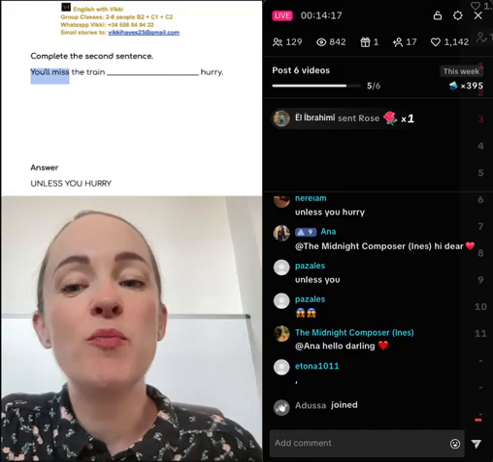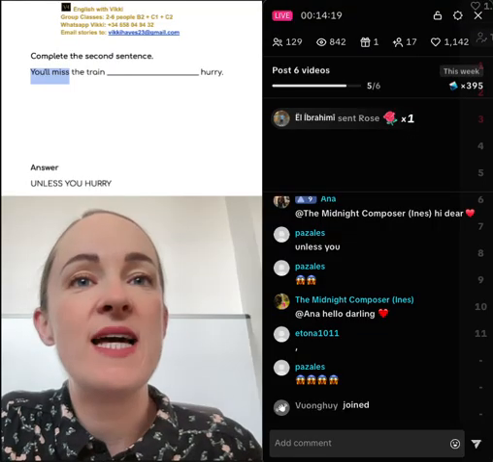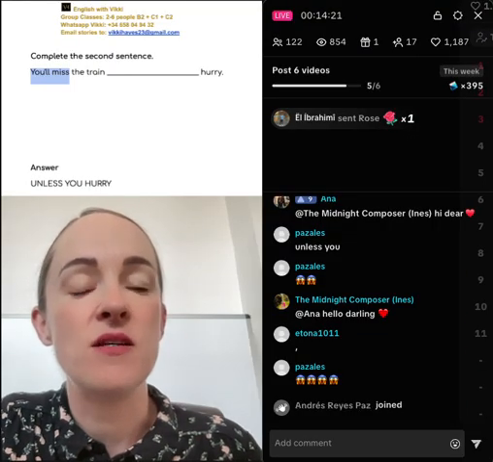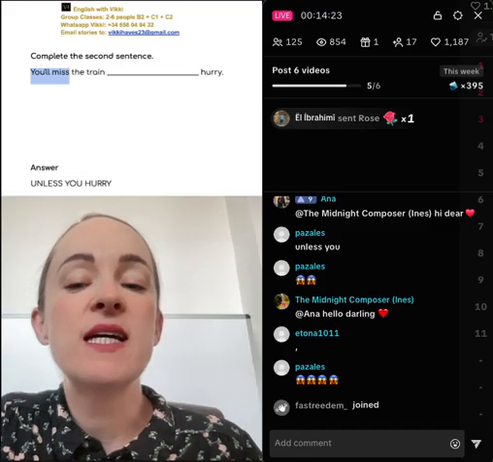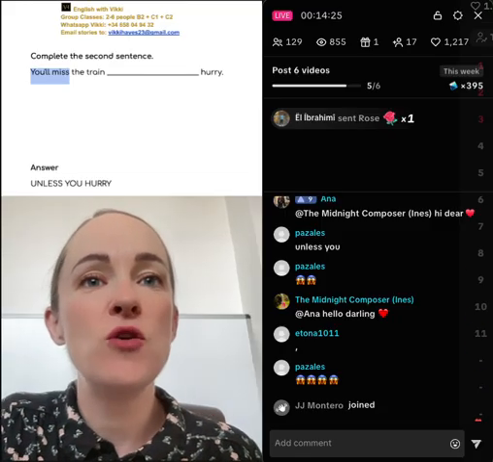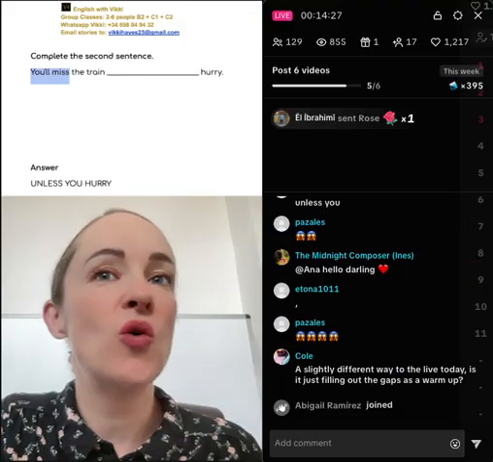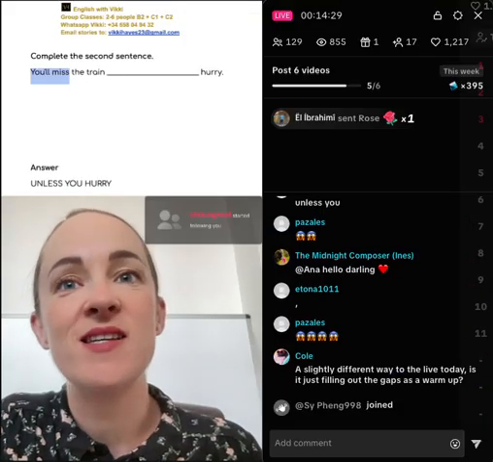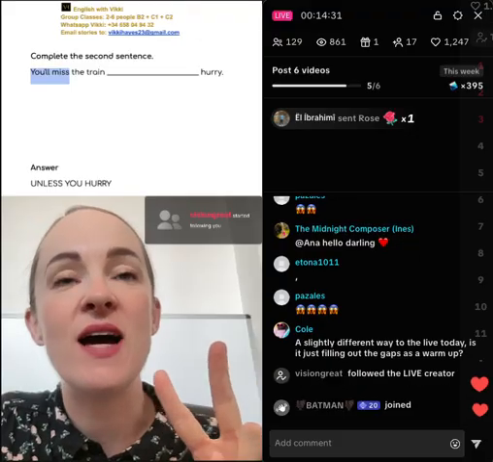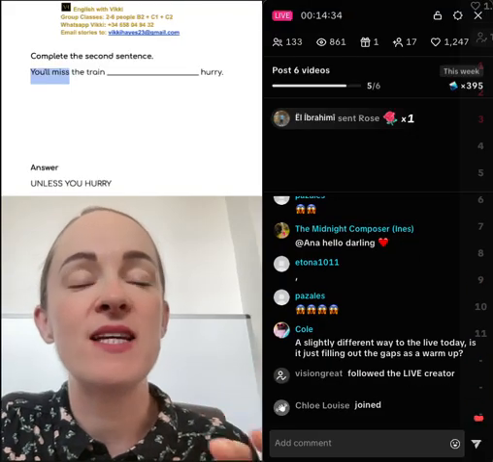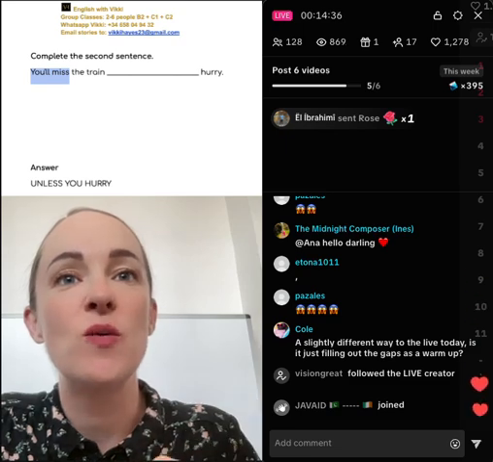We can't put in another negative because unless already contains the negative. This is like saying you'll miss the train if you don't hurry, but we can't put the don't with unless because that would be a double negative. And in English, we can't have a double negative. The not is already included with unless.